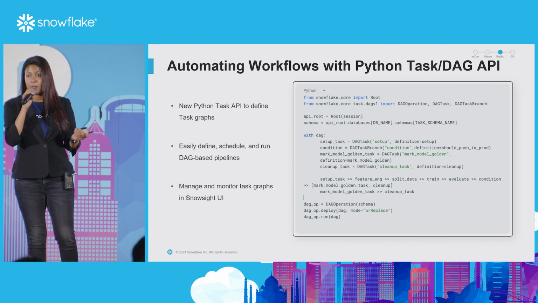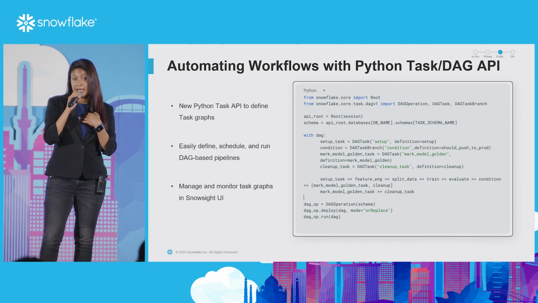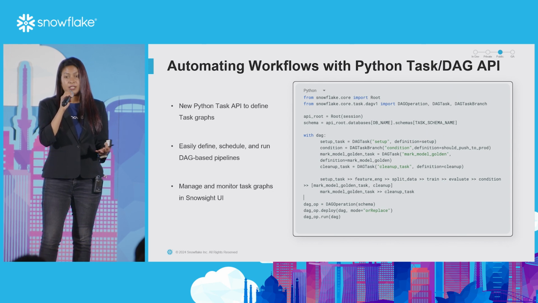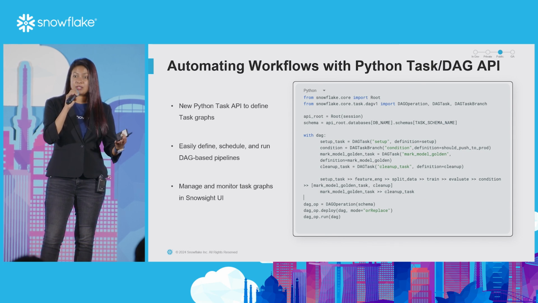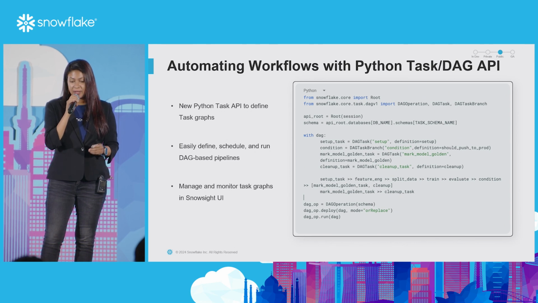You can put in your monitoring alerts. For example, if the pipeline fails, I want to get an email on it, or I want to get a Slack message on it. So that's also possible. So with this task and DAG API, it's pretty simple. If you have used other tools like Airflow, it's similar to that. You can define how task 1 is followed by task 2 and how all this execution takes place.